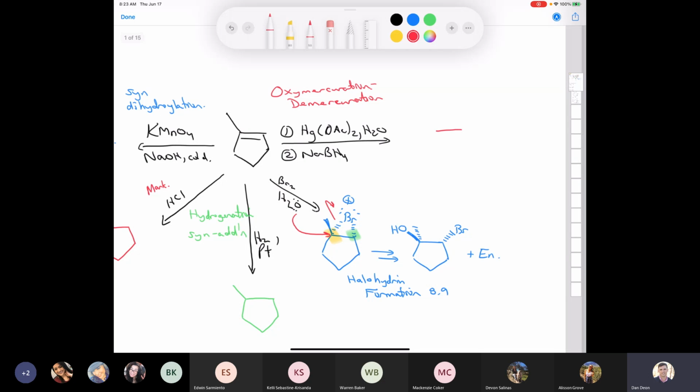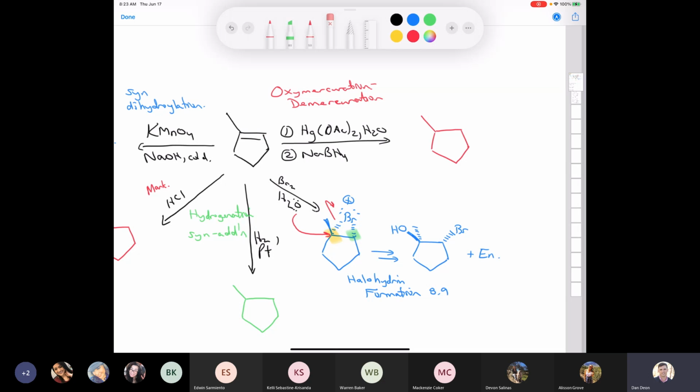So let's draw what the Markovnikov product would look like. I'm going to ask you guys a question. If I have this carbon highlighted in yellow and this carbon highlighted in green, where would the hydrogen go? Would it go on the green carbon or the yellow carbon? When I do my Markovnikov addition of water, where would the hydrogen go? Green or yellow? Yeah, it's going to be on the green one, right? The rich are going to get richer. That's the whole point behind Markovnikov addition.